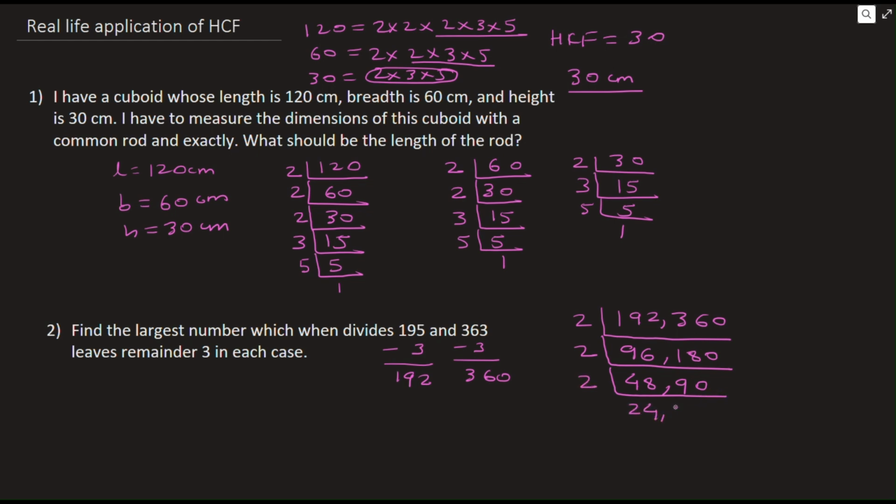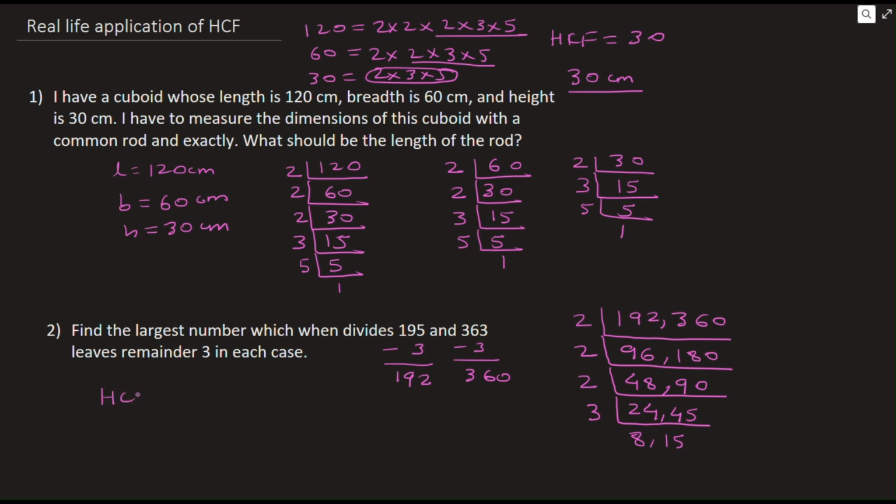The next two numbers are 24 and 45. Then I cannot have 2 because 45 is not divisible by 2. So I'll have the number 3. So 3 times 8 equals 24 and 3 times 15 equals 45. So I have 8 and 15. But 8 and 15, there's no common prime number that divides 8 and 15 both. So I cannot move beyond this step.